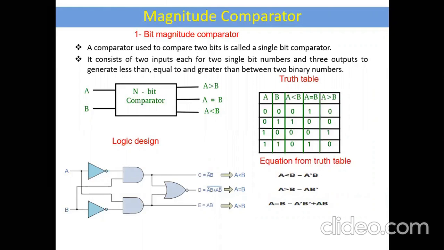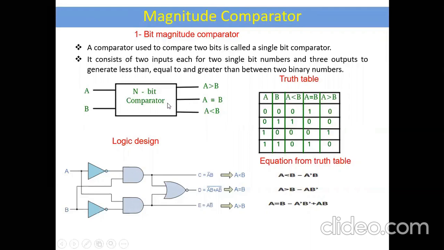Based on whether we are comparing 1-bit, 2-bit, or 3-bit numbers, we classify the magnitude comparator as a 1-bit magnitude comparator, 2-bit magnitude comparator, 3-bit magnitude comparator, etc. First we will discuss the 1-bit magnitude comparator. In a 1-bit magnitude comparator, we are comparing two binary numbers, A and B. A has 1 bit, B has 1 bit. That's why this is called a 1-bit comparator.